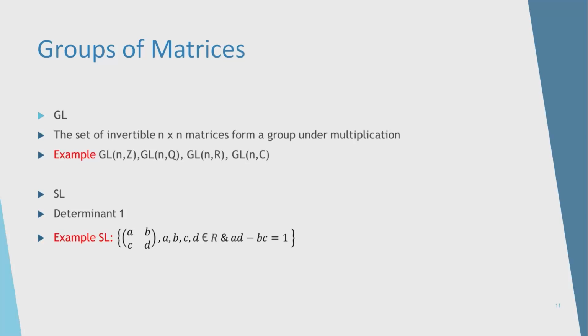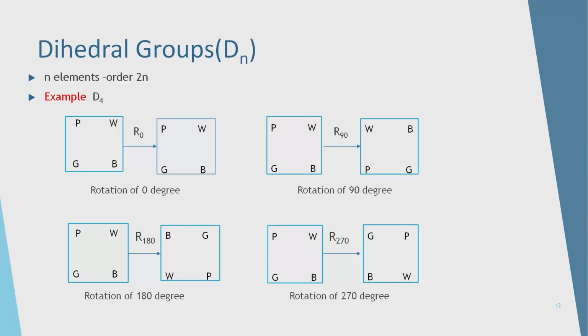If the matrix determinant is 1, then we call it a special linear group. The general form of a special linear group is the matrix with entries A, B, C, D, where A, B, C, D all belong to the real numbers, and AD minus BC equals 1. That is, the determinant of this matrix is 1, then this group of matrices is called a special linear group.